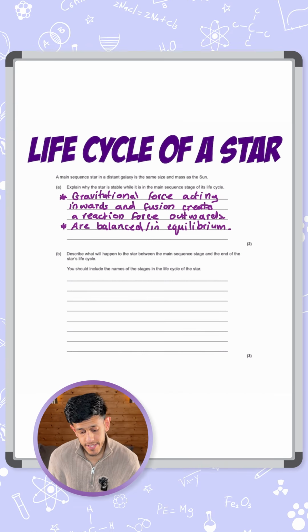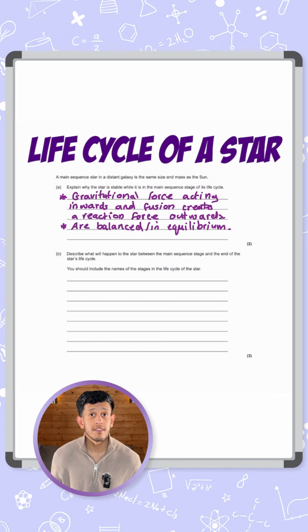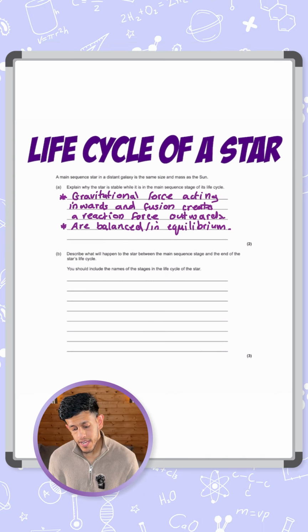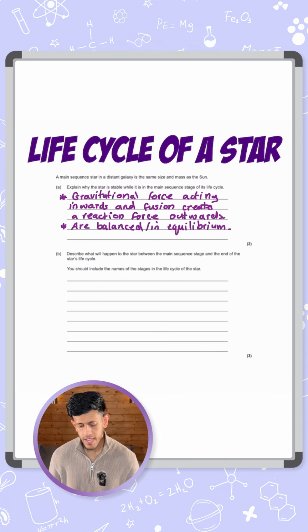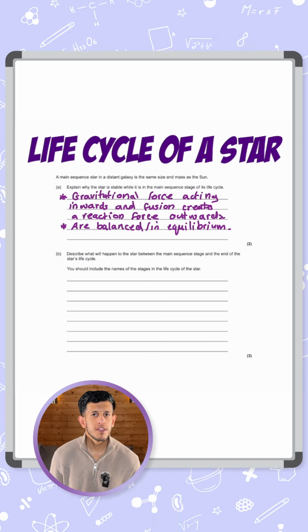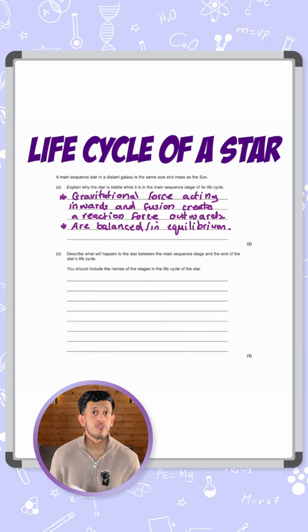So for the second question, it says describe what will happen to the star between the main sequence stage and the end stage of the star's life cycle. You should include the names of the stages of the life cycle of the star. So it's important to use those key terms, and it's for 3 marks. It just says describe, so we don't need to go into too much detail. So we need to make sure we cover the next 3 stages from the main sequence.